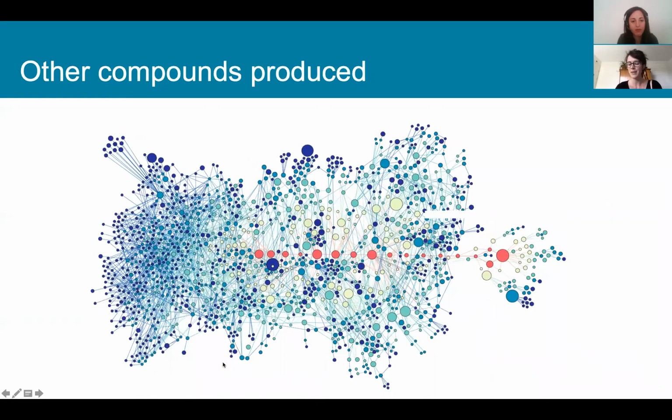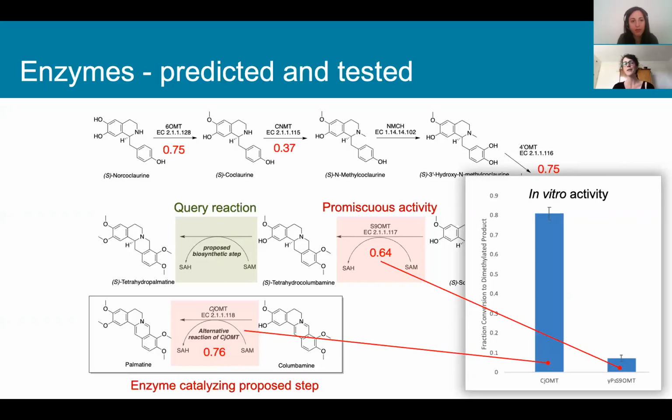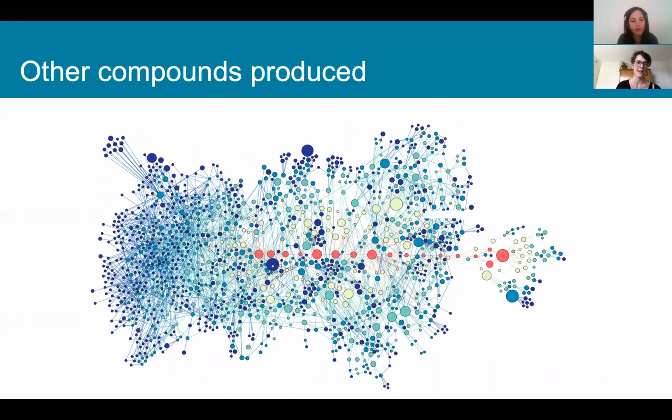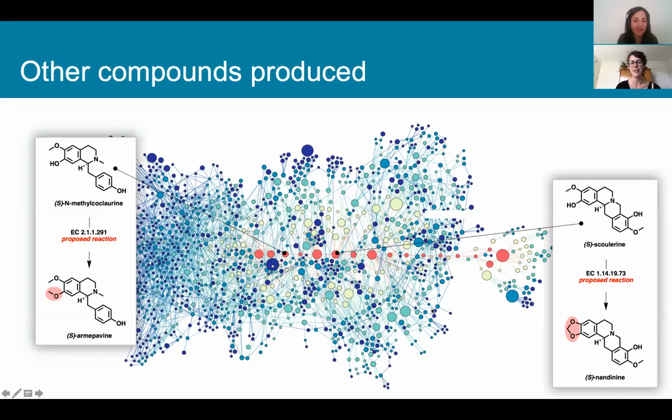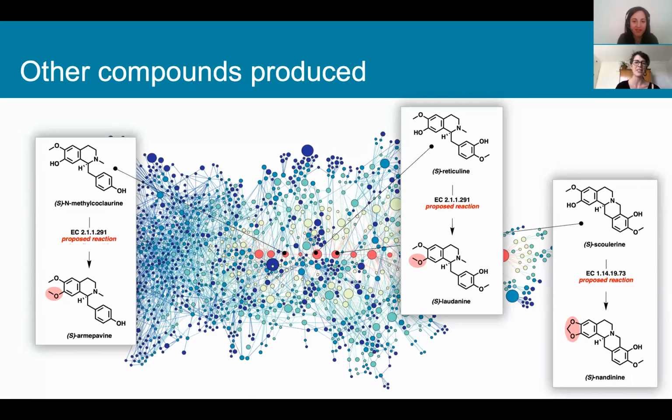Yes, so with this we achieved our goal. We had a new strain that could produce tetrahydropalmitin. And then, however, when we submitted the paper, the reviews were like, just one compound, that's not enough. And to prove the concept, we had to produce 3 other compounds, which we managed without bigger problems. So we also have strains now to produce armepavin, laudanine, and nandinine. And we used exactly the same procedure as we used for tetrahydropalmitin.